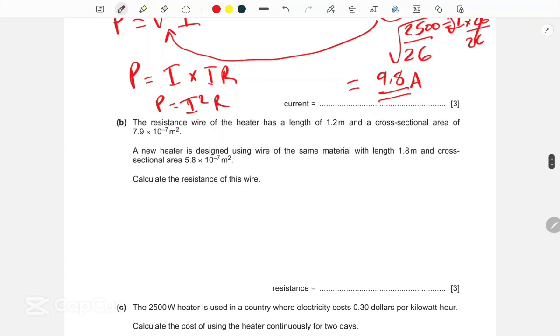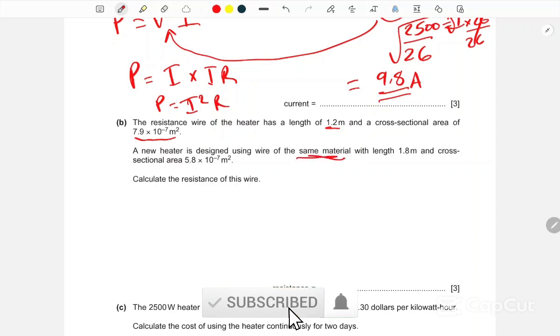B. The resistance wire of the heater has a length of 1.2 meters and a cross-sectional area of 7.9 times 10 to the power of minus 7 meters squared. A new heater is designed using a wire of the same material. We have to focus on that, with a length of 1.8 and a cross-sectional area of 5.8 times 10 to the power of minus 7. Calculate the resistance of this wire.